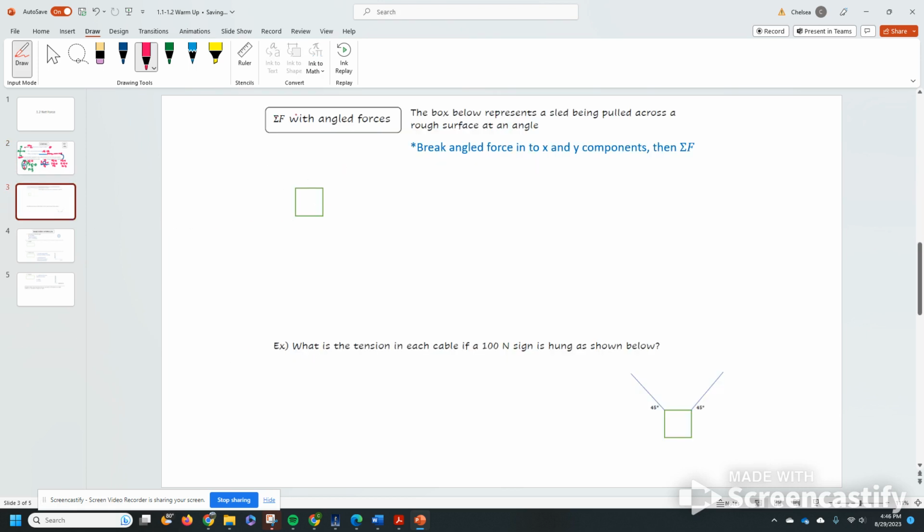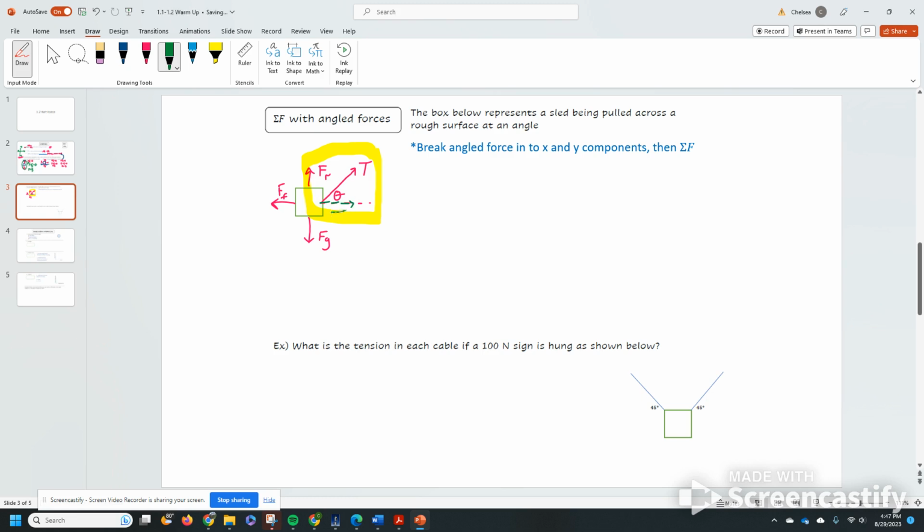All right, now if we have to do this with angled forces, let's say we have a box being pulled across a rough surface at an angle. Same picture as before, but let's angle that tension force at some angle theta. Everything else stays the same. I've got my normal force, my weight, and my friction. What we're going to need to do is focus on this angled force, my tension, and break that down into x and y components and then look at the sum of forces. This tension force right here is pulling to the right and up, so it's got an x component and a y component.